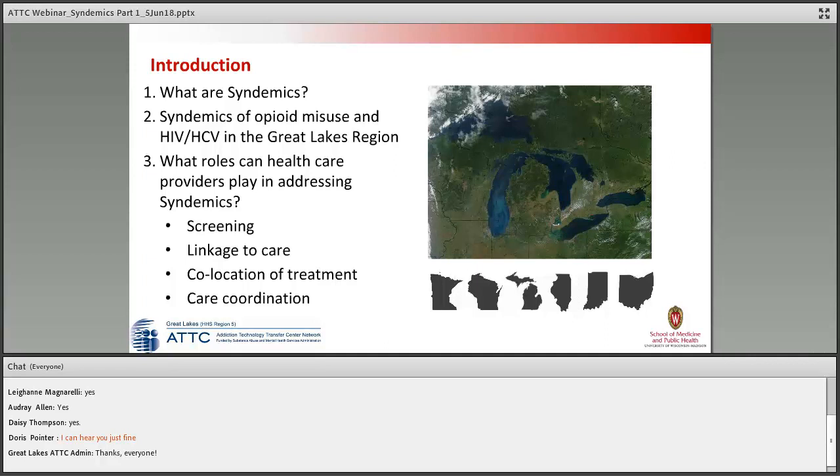And then specifically, and what I think is our main intention of this session, is to talk about the roles that healthcare providers, and particularly behavioral health providers and addiction treatment specialists, can play in addressing syndemics. And specifically, I would talk about how we can use the engagement that people in addiction and behavioral health can have in terms of doing the necessary tasks of screening and linkage to care. And then I want to talk about some research that shows how we can do better by our clients and patients by co-locating treatment and providing care coordination services.